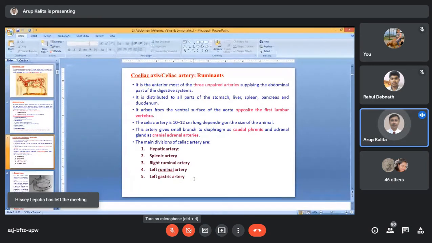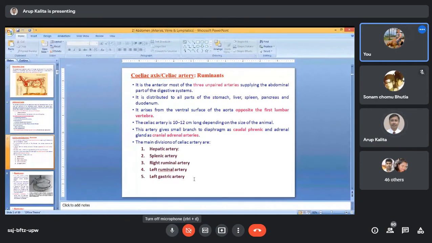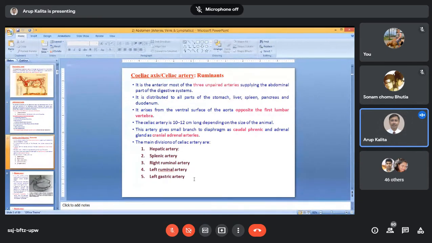So how many branches of the celiac artery will you get in the ruminants? How many branches? 5. They are very, very important arteries. Exam mein aayega ye sab. So what are those arteries? Hepatic, splenic, right ruminal, left ruminal, and left gastric artery.